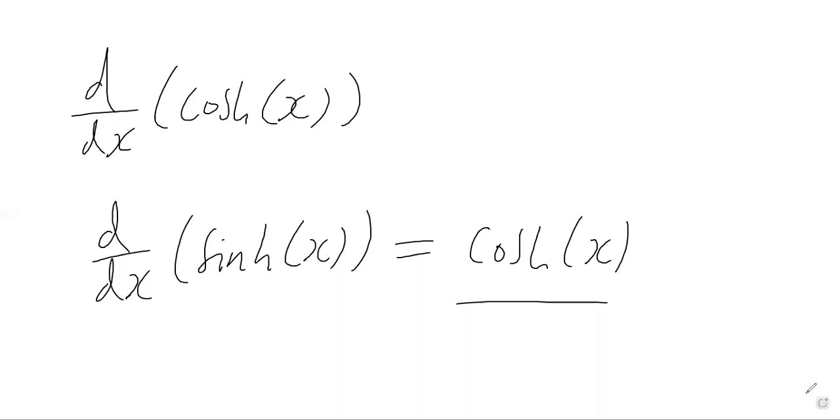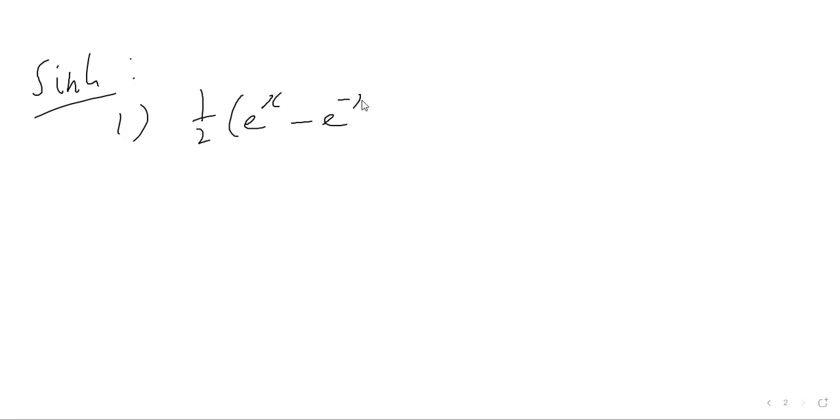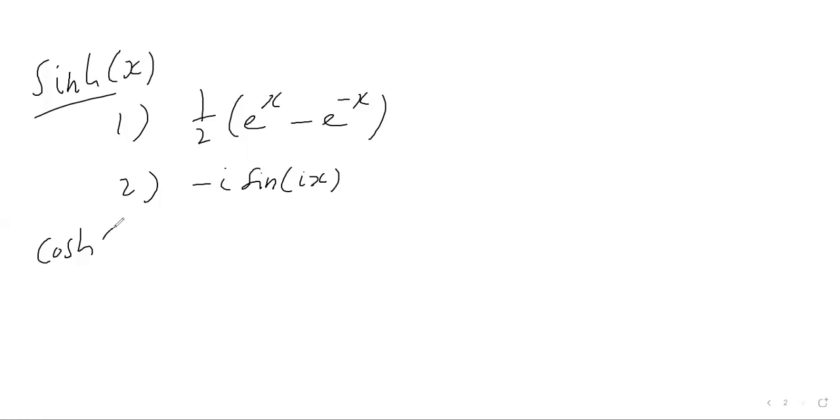Again, there were two definitions that you could use when defining these hyperbolic functions. I'll write out the hyperbolic sine definitions first. You could either use this half e to the x take away e to the negative x as a definition, or you could use this complex variables definition, negative i sine of ix. And for the hyperbolic cosine function, I'm just going to put x in there so we know we're working in x as a variable.